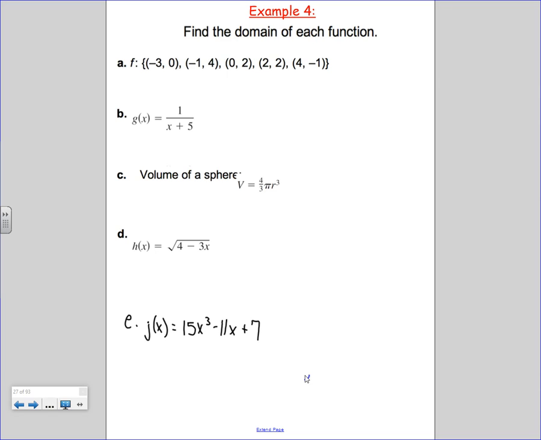A is a collection of points, it's a relation. I think it's even a function. No x's are repeated with different y's. B is a function in equation form. C is a function but not with x and y. D is a function in equation form. And E is another function in equation form. No graphs, although I guess you could try to look at a graph if you needed to.